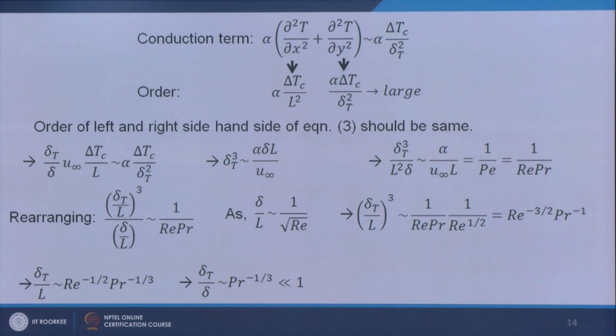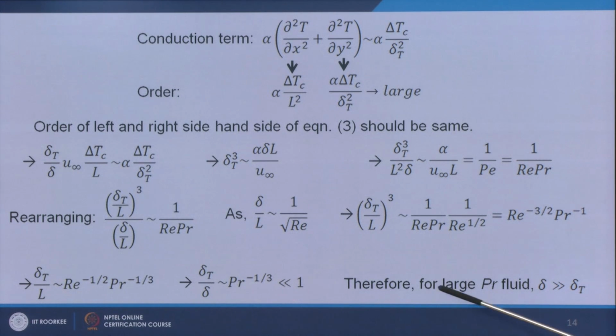So in this case, where the velocity boundary layer dominates, we have obtained this. Now we already know that delta t by delta is smaller than 1, so this needs to be satisfied: Prandtl number to the power minus 1/3 less than 1. This can only happen when we have a large Prandtl number fluid. So for a large Prandtl number fluid we have delta greater than delta t.